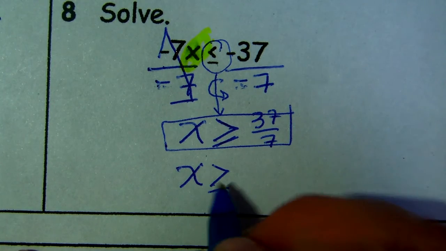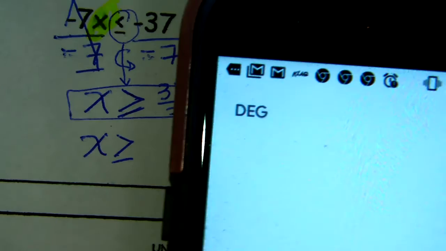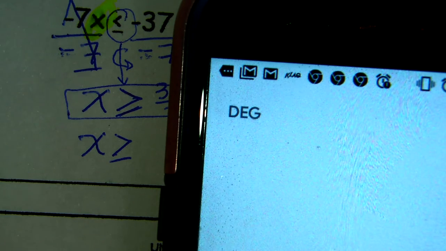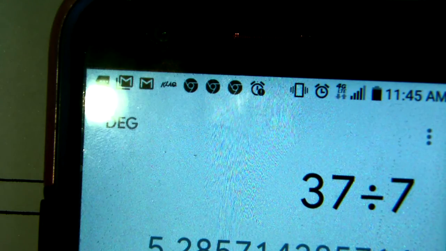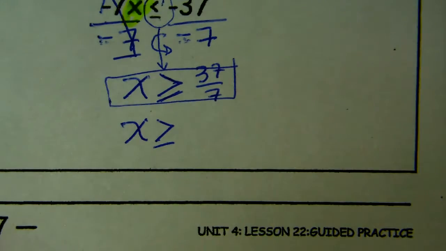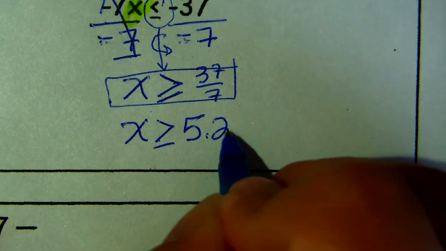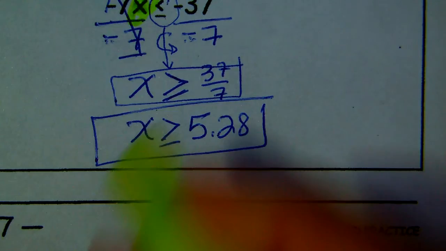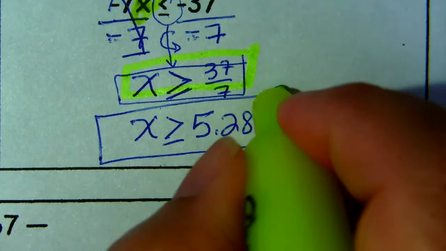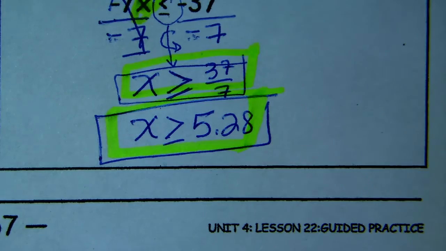But let's get the decimal. 37 over 7. And it's 5.28. Okay, and this is our answer. On this one, they're not asking us to graph, so we just leave it like that. So this is our guided practice.